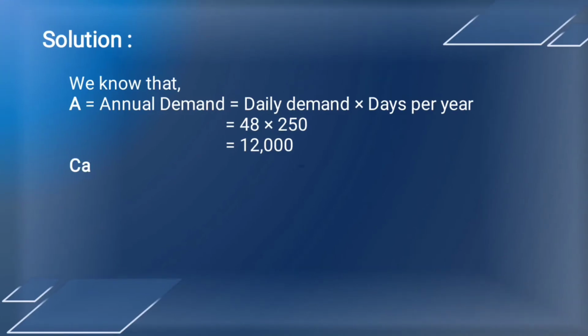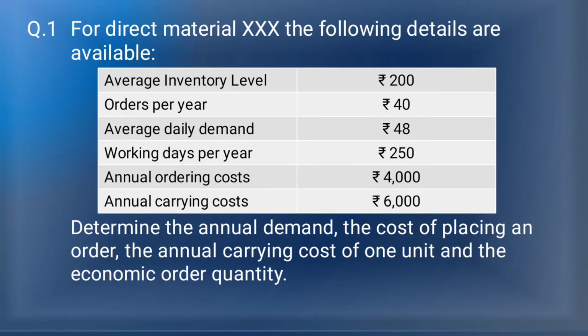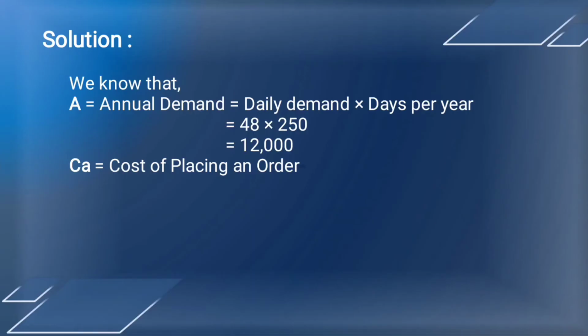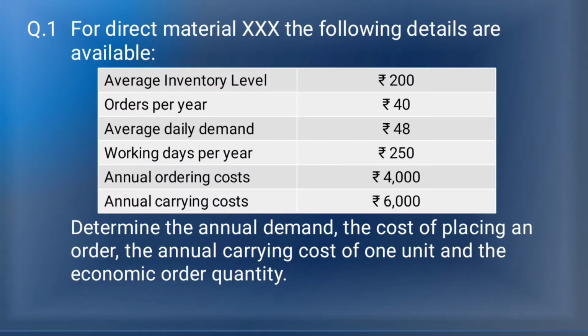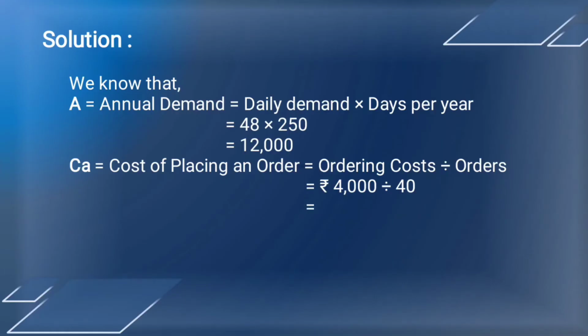Next, CA, which stands for cost of placing an order. In the given question, annual ordering cost is given as rupees 4000 and orders per year is given as rupees 40. So ordering cost divided by orders, which is 4000 divided by 40, will be equal to rupees 100 per order.